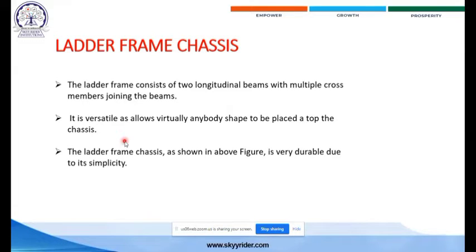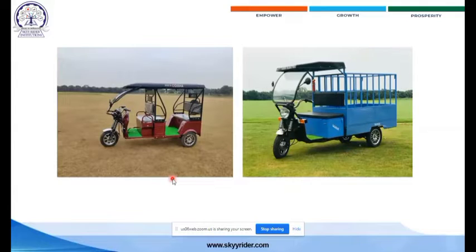There are different shapes; there is a joggle shape, there is a ladder shape. Different shapes will be inside the chassis. The ladder frame chassis, as shown in the previous slide, is durable due to its simplicity. You only have to make a ladder-like profile. So it's very durable, and that's why electric vehicles are made using the ladder frame chassis.